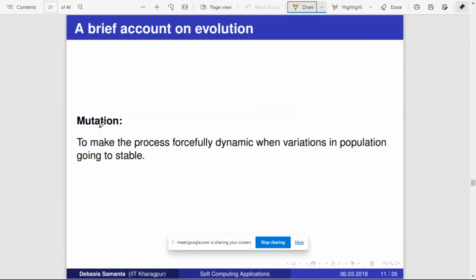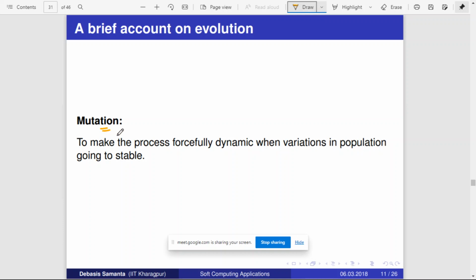So there is something called mutation, to make the process forcibly dynamic when variations in the population are going to be stable. Basically, mutation means, as we have discussed, the genetic code. Generally the genetic code is carried from the parent, but apart from this, the environment may also make some impact on the genetic code. So this environmental impact is called mutation, right?